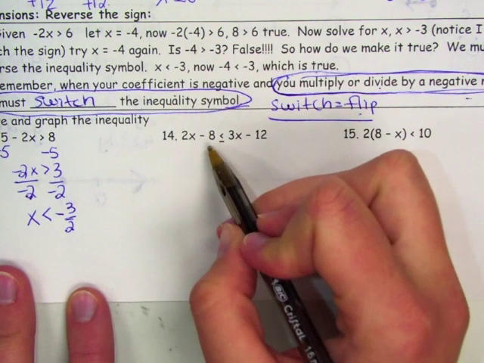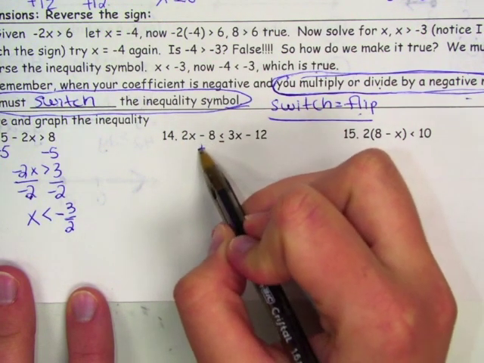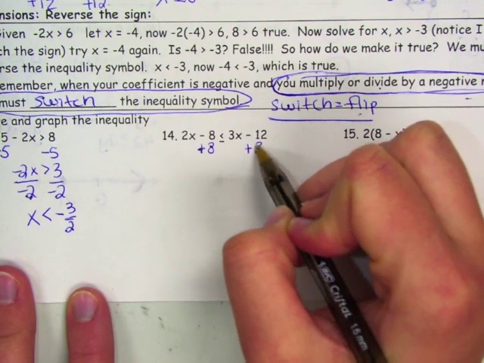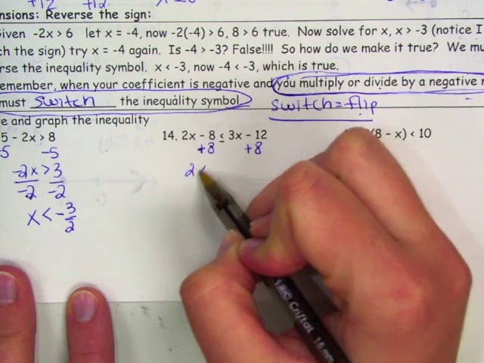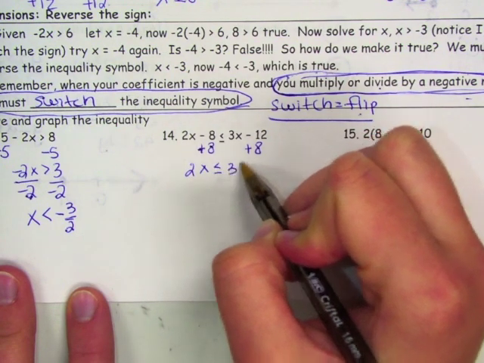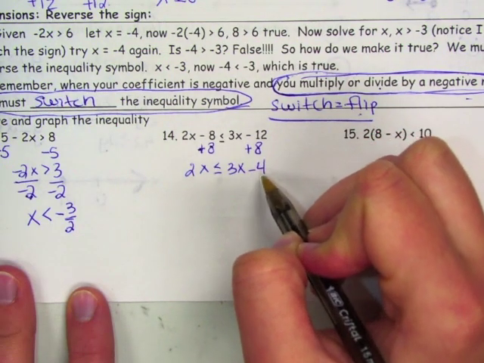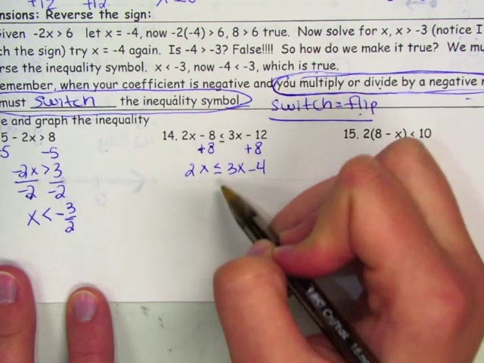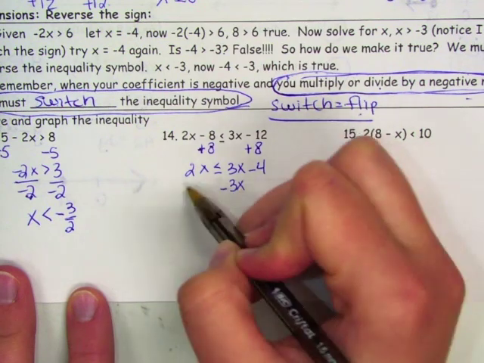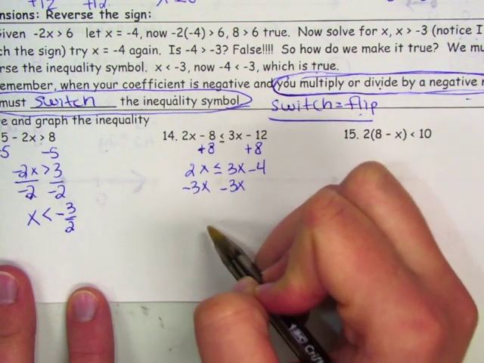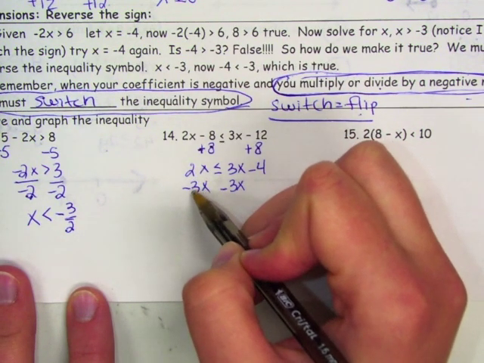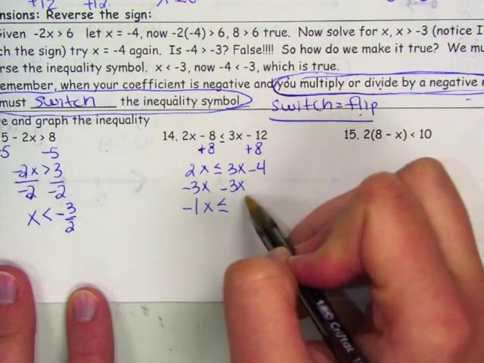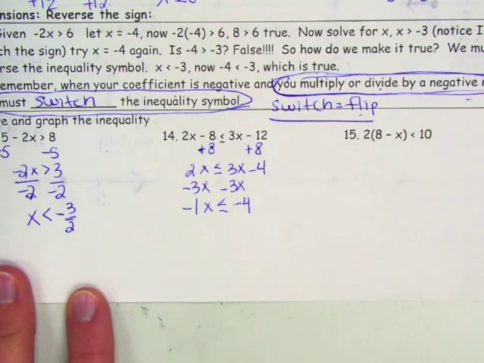All right, let's go on to 14. So first thing I'm going to do is add 8 to both sides because I want to keep my x on the left side. So I'm going to add 8 to both sides. Then I'll have 2x is less than or equal to 3x minus 4. Then I want to move my 3x to this side. So I'm going to subtract both sides by 3x. If I do 2x minus 3x, I'll have negative 1x is less than or equal to negative 4.